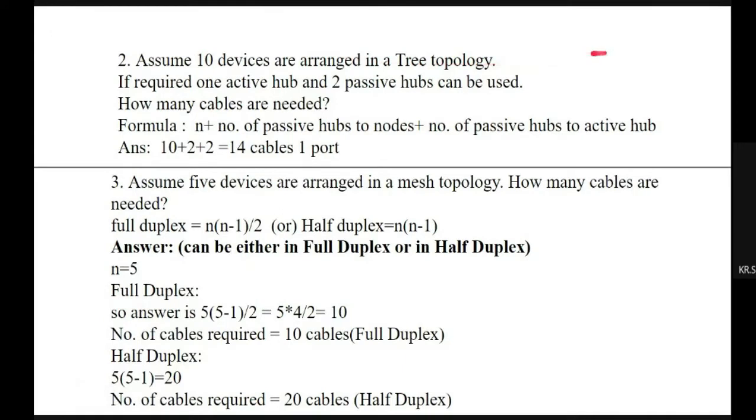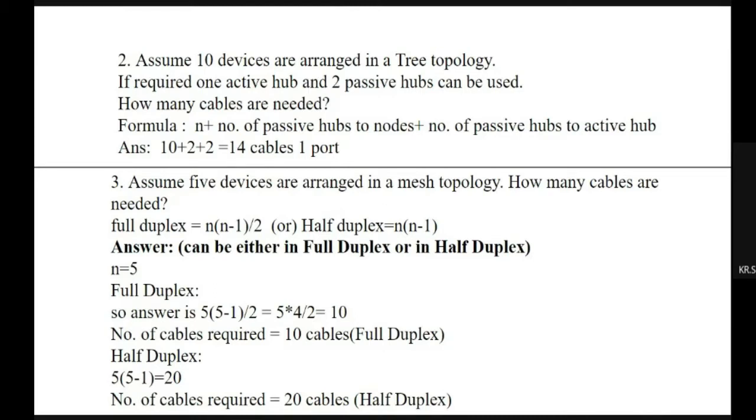Next, the question is: assume 10 devices are arranged in the tree topology, requiring 1 active hub and 2 passive hubs. Here the active hub count is 1 and the passive hub count is 2. How many cables are required? What is the formula for this tree topology? You must remember it is n plus the number of passive hubs plus the number of active hubs. So 10 plus 2 plus 2, that is 14 cables, and 1 port is required.